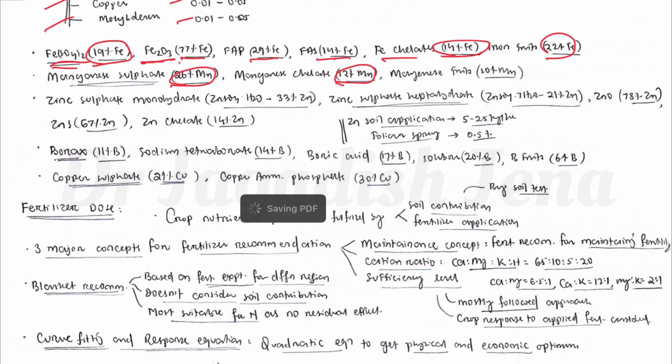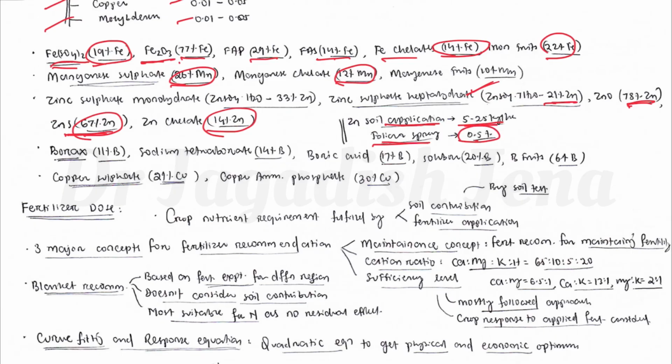Zinc sulfate heptahydrate contains 21% zinc. Zinc oxide contains 78% zinc, the highest, but the mostly used is zinc sulfate heptahydrate, that contains 21% zinc. Then zinc sulfate contains 67% zinc. Zinc chelate contains 14% zinc. When we apply zinc in soil, we generally use 5 to 25 kg zinc per hectare. When applying foliar spray, we use 0.5% zinc.